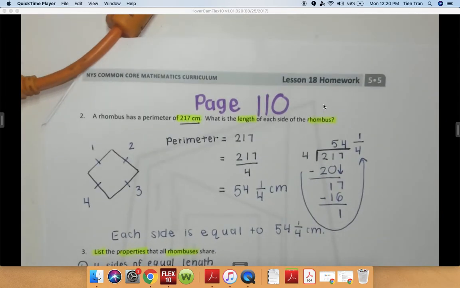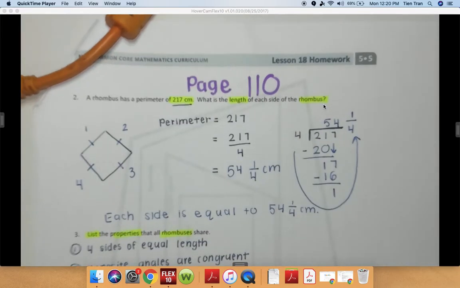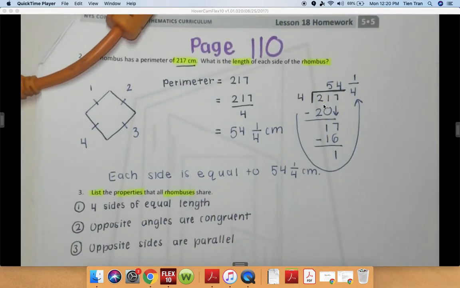Okay. Number 3, list the properties that all rhombuses share. Number 1, rhombuses have 4 sides of equal length. Number 2, opposite sides are congruent. Number 3, opposite sides are parallel. So that's what a rhombus has, all of those properties. A rhombus is a diamond.